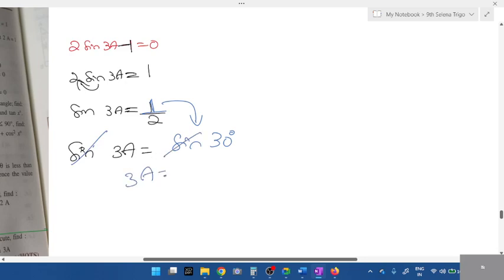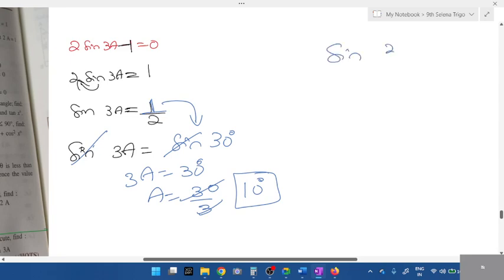We have 3a is equal to 30 degrees. Therefore, what is a? A is equal to 10 degrees. A is not 30, A is 10 degrees. We have 3 into 10, just a minute, 3 into 10 is 30 degrees. Yes. So if I give you a question like this, students, I'll tell you to find the answer.